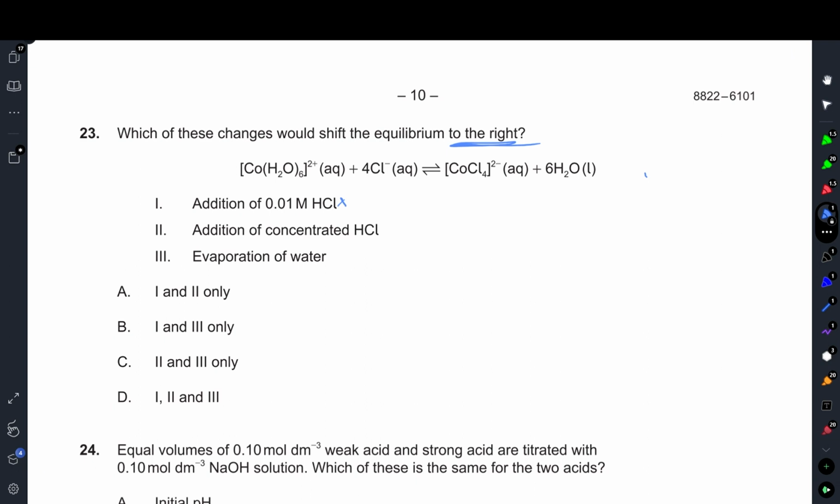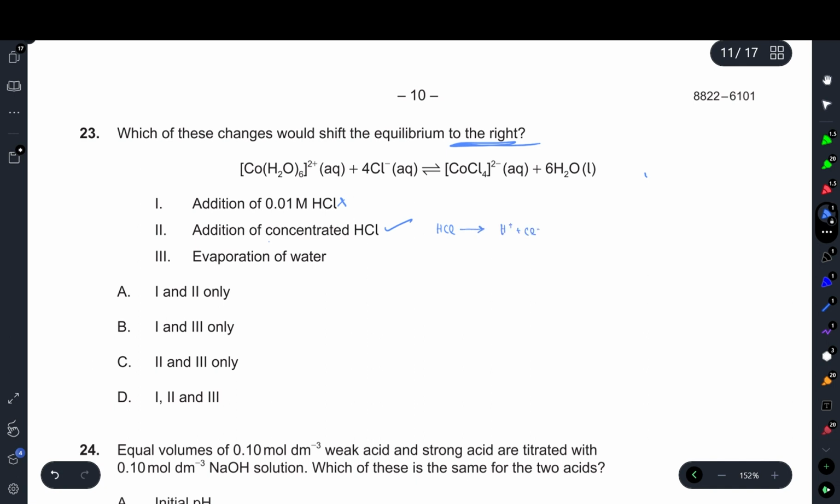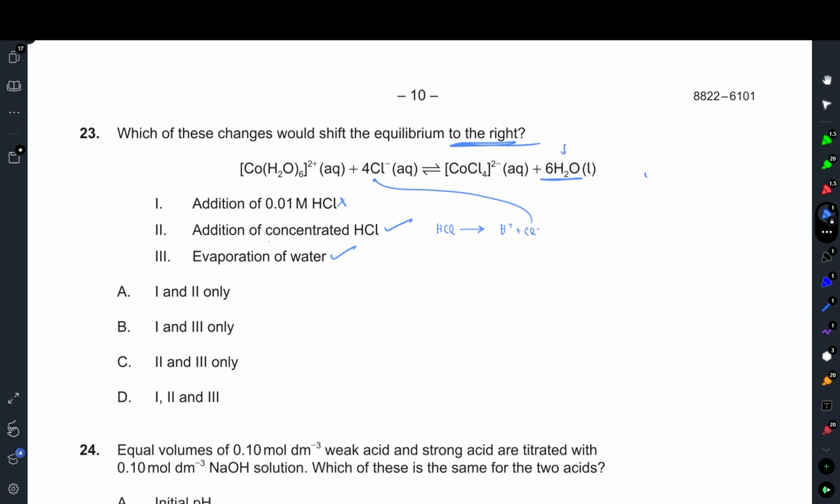Part 2, addition of concentrated hydrochloric acid. This would increase the value of Cl minus because the dissociation equation for hydrogen chloride or hydrochloric acid is H plus and Cl minus, and this Cl minus is directly used here. Next, you have the evaporation of water, and you have 6H2O here, which would decrease the concentration on the right hand side, driving the equation to the right. This gives you options 2 and 3 only.